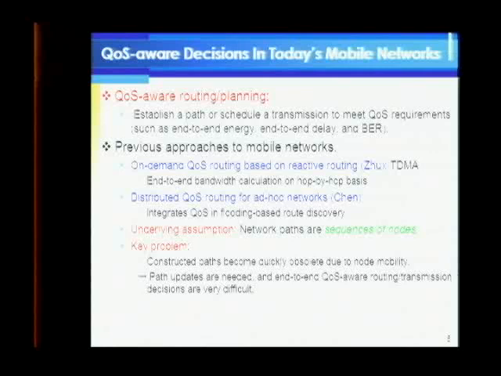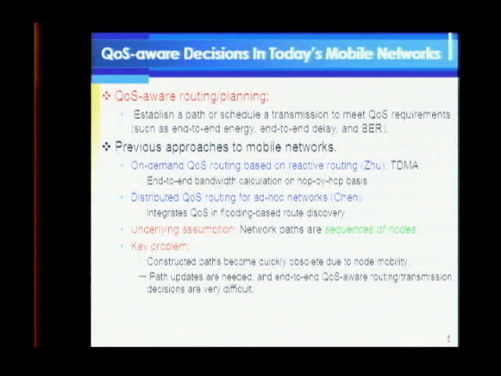So if we turn to today's mobile networks, which we can take as a starting point, we find that quality of service has been a big issue. It's a big challenge in mobile networks. The main problem is that when all the nodes are moving around, quality of service guarantees are extremely hard to give. One of the underlying assumptions in the research is that network paths have been considered as sequences of nodes. So when a node changes location, that path is considered gone, and you have to either repair, reinitiate, or reconstruct the path. This is actually one of the key problems regarding mobile networks.